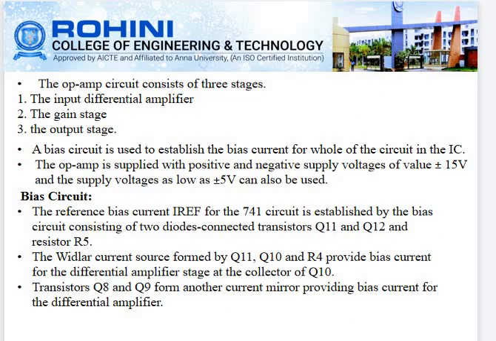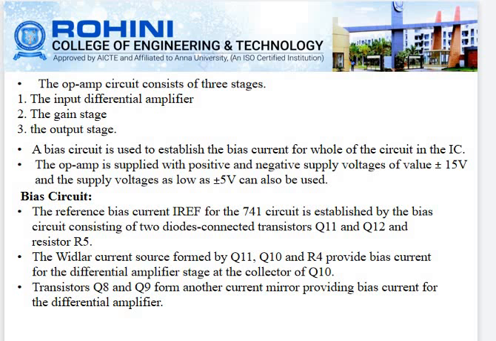The op-amp circuit consists of three stages, that is the differential amplifier, gain, and output stage. The bias circuit is used to establish the bias current for the whole of the circuit in the IC. The op-amp is supplied with positive and negative supply voltage of value plus or minus 15 volt, and supply voltage as low as plus or minus 5 volt can also be used.